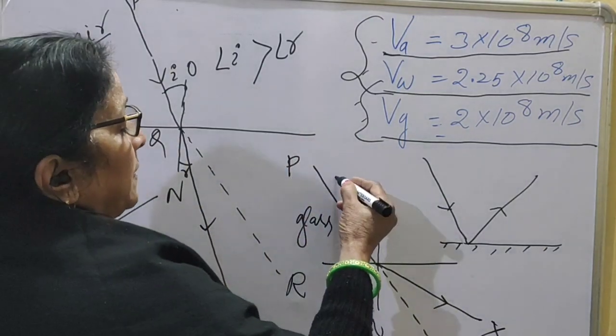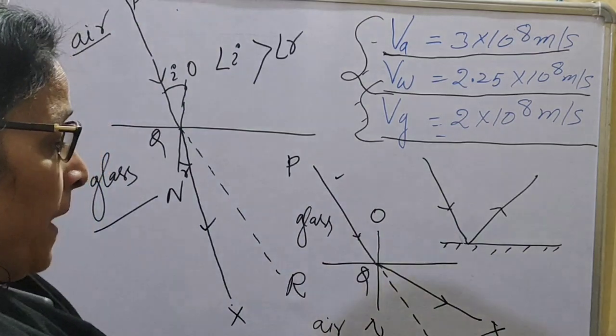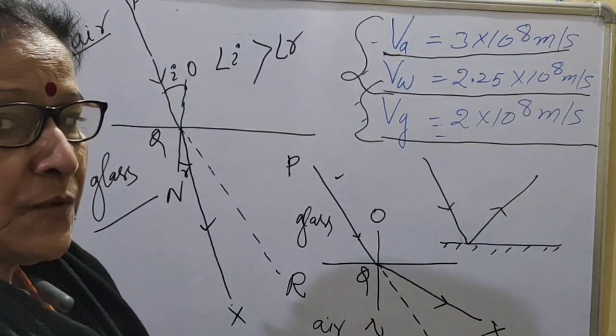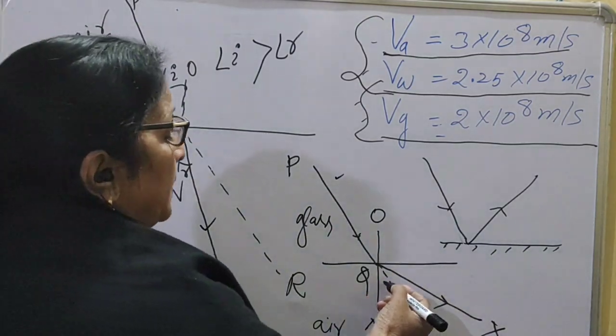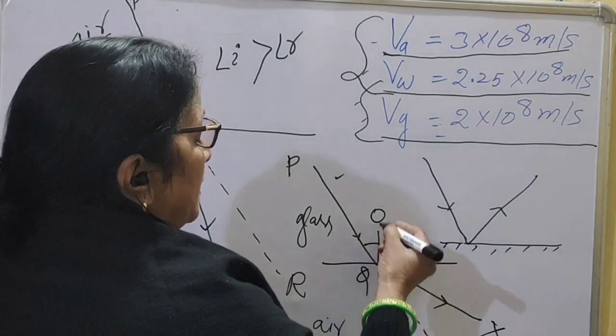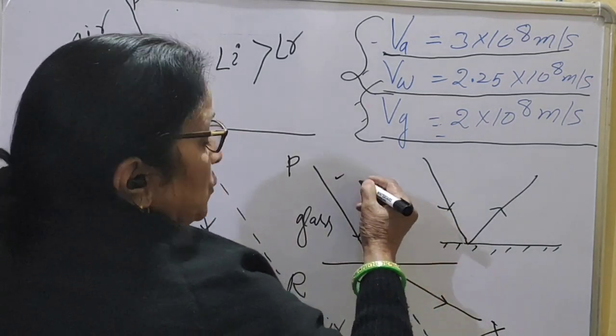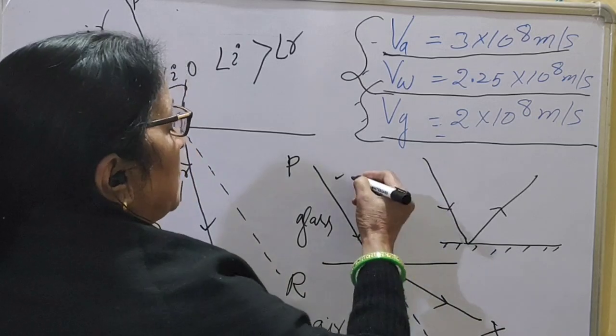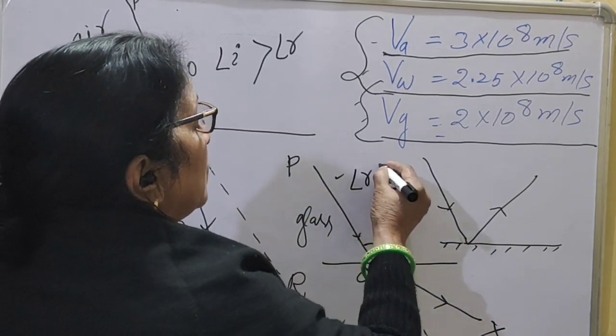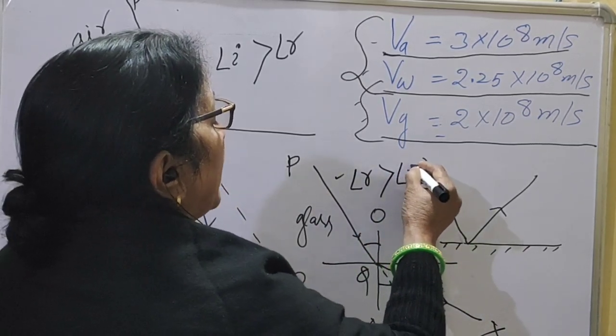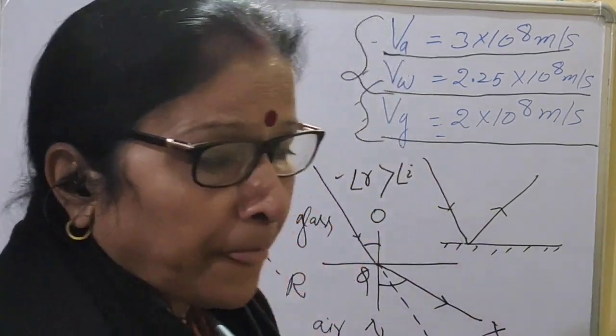Now in this diagram, when ray of light passes from denser to rarer medium, its speed increases and it moves away from the normal. And in this diagram, if I ask you which angle is greater, what will you say? Angle R will be greater than angle I. Okay.